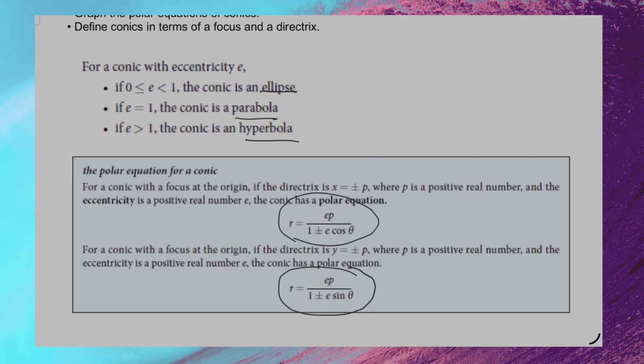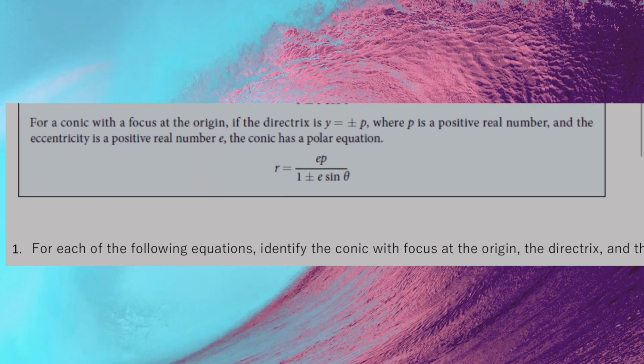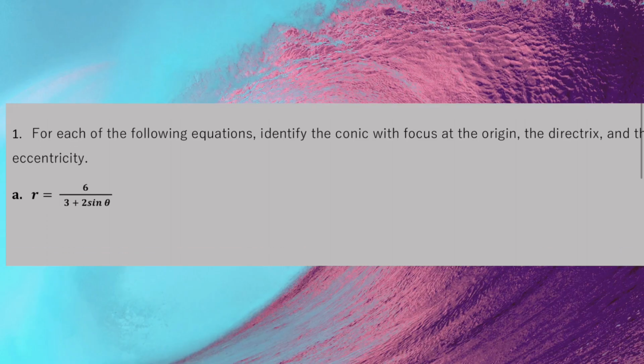If the eccentricity e is between 0 and 1, we have an ellipse. If it's equal to 1, it's a parabola. If it's greater than 1, we have a hyperbola. Let's look at an example because then it'll make the most sense.